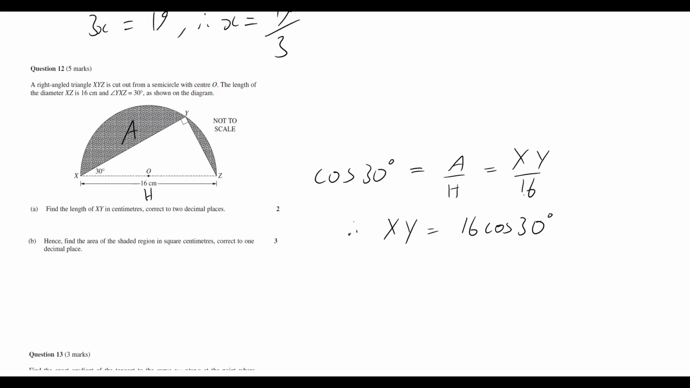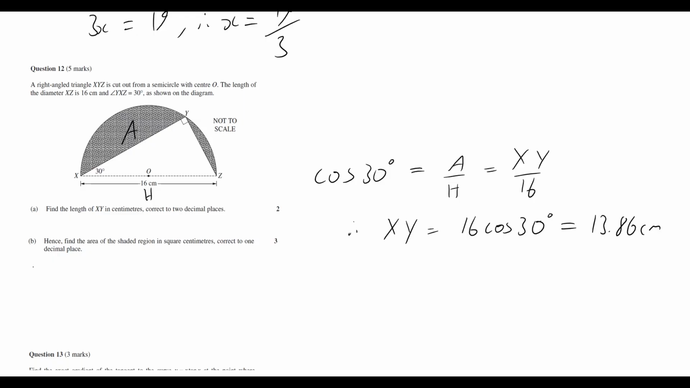All we need to do now is put that into your calculator, and you get a value of 13.86 centimeters. Okay, moving on to part B. Hence, find the area of the shaded region in square centimeters, correct to 1 decimal place.